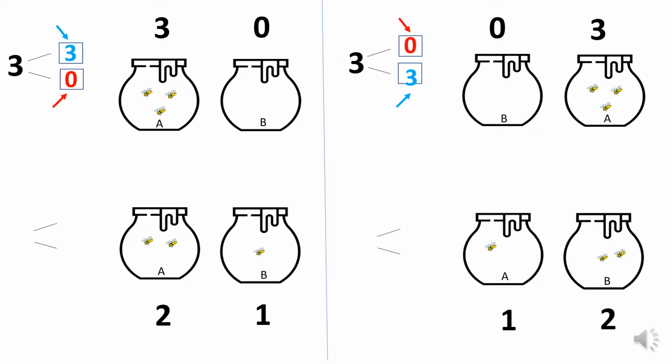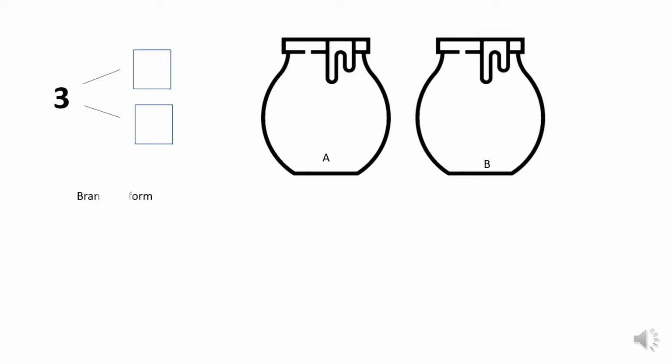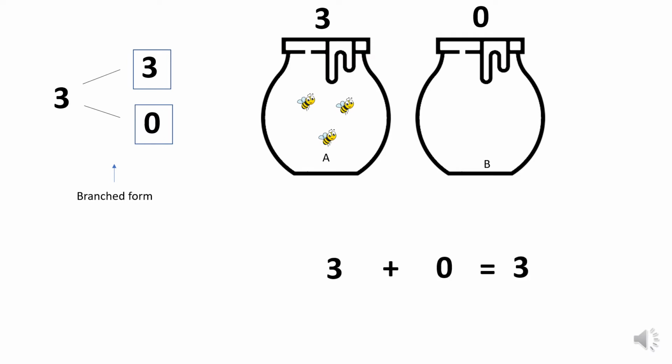In the same way, if you put 2 bees in pot A and 1 bee in pot B, or 1 bee in pot A and 2 bees in pot B, it doesn't really matter, because it still adds up to 3. We can use the information in the branched form to tell us a few things. The first thing is that you can add the parts up to make the total number. For example, if you have 3 bees in one pot and no bees in the other pot, then you'll have a total of 3 bees altogether. You can show this by the maths equation 3 plus 0 equals 3.